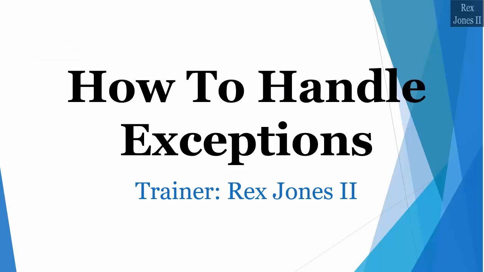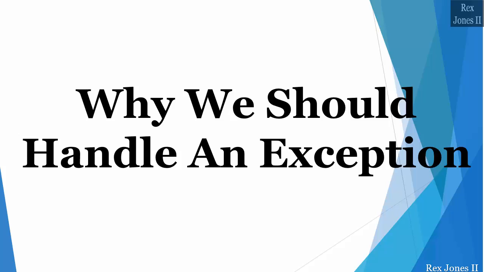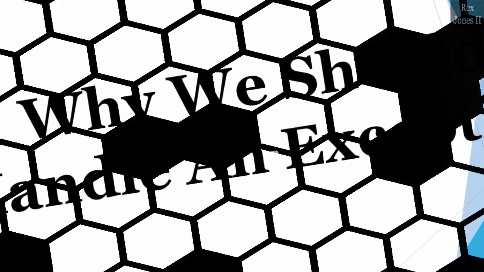Next is how to handle exceptions. Before talking about how to handle exceptions, let's talk about why we should handle exceptions. Recall from the introduction, an exception is an indication that something is wrong with our program. Perhaps the logic is wrong and we need to correct it, or throw an exception, catch an exception. Let's go to Eclipse.